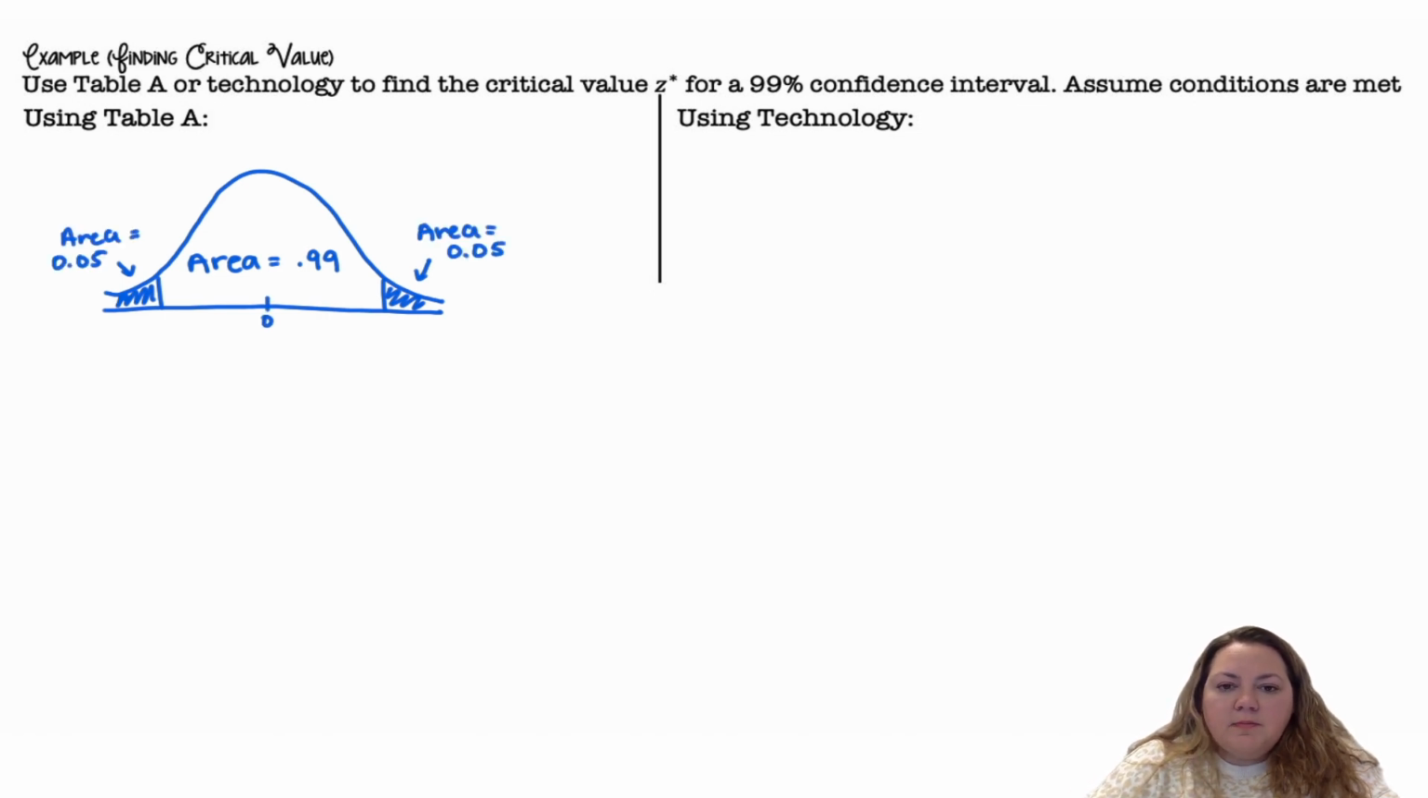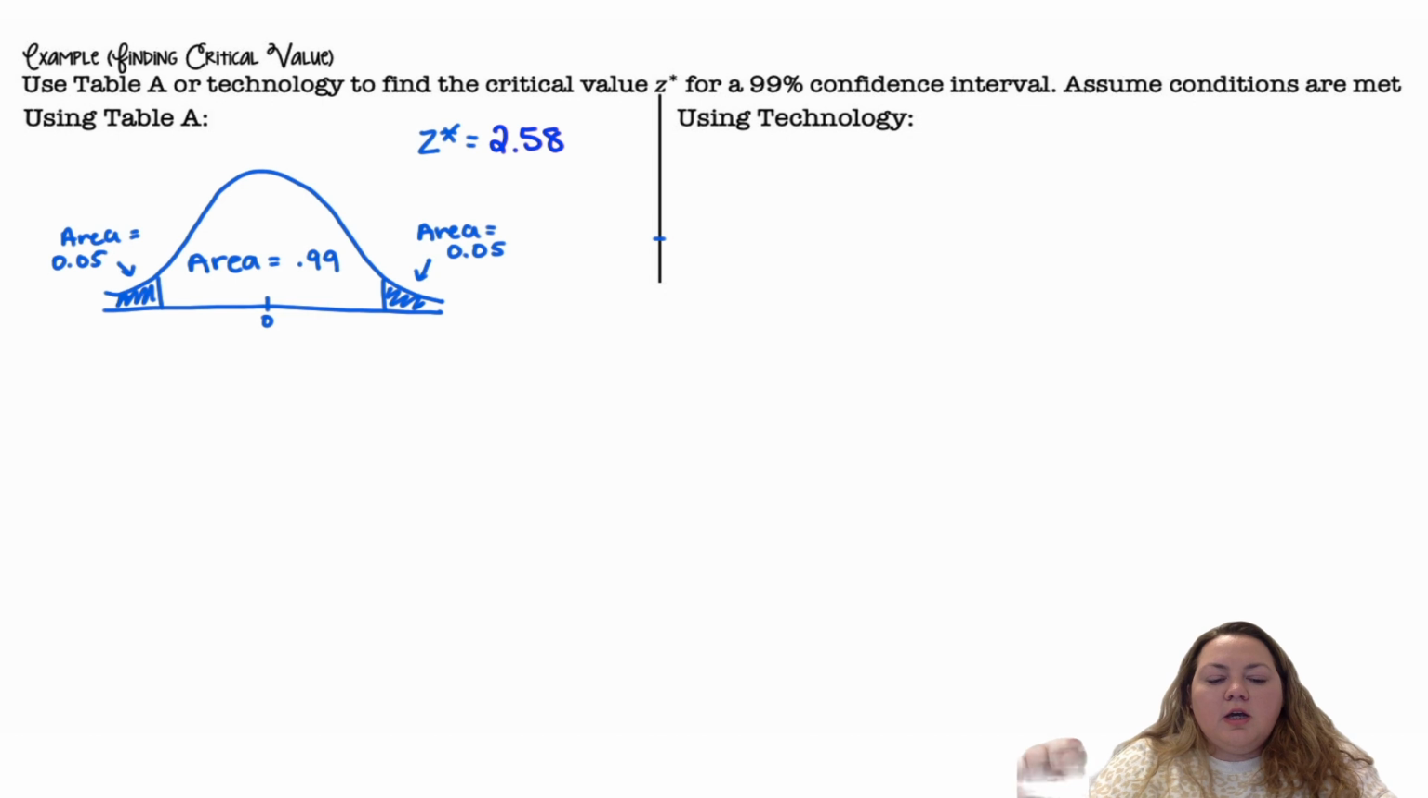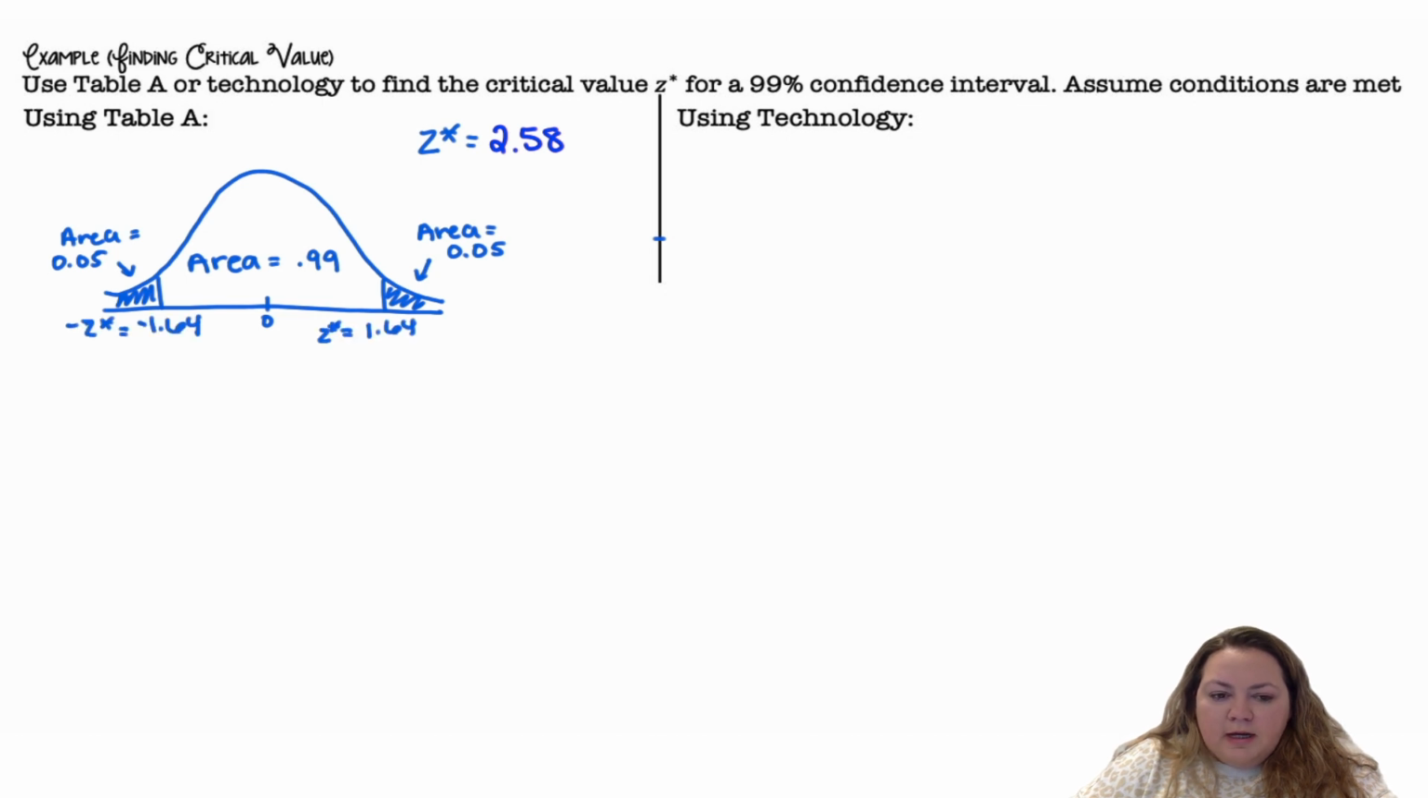0 is going to be my center. And I'm trying to figure out the z-scores, how many standard deviations away I am, so that 99% is in the center. When I look at my table, I would look in the center for the area closest to 99%. You have to find it in the middle of the table, and then go up and over to find that z-score. So it's 2.58, and this would be negative 2.58 and positive 2.58.